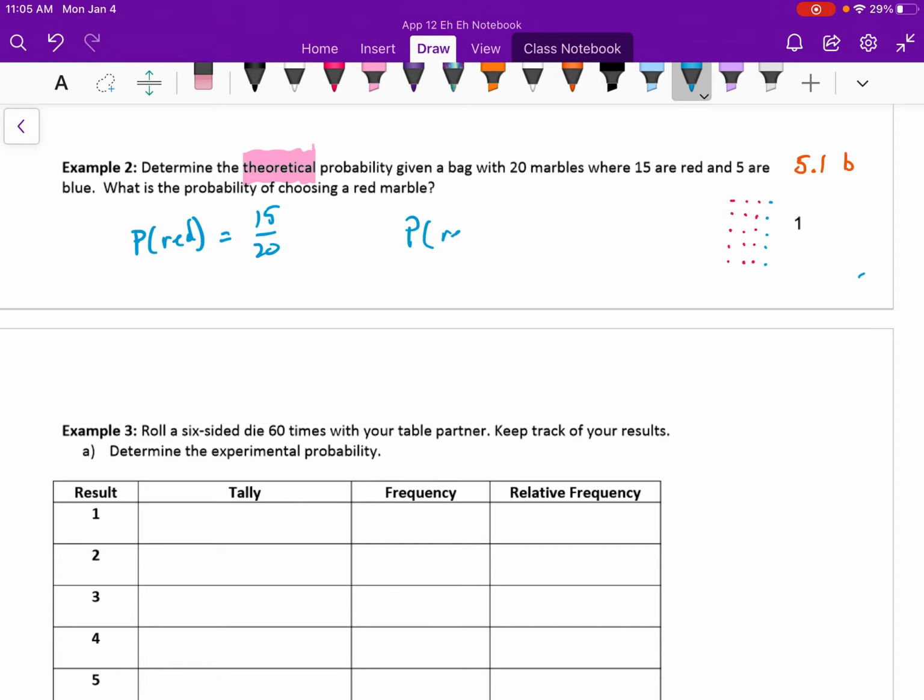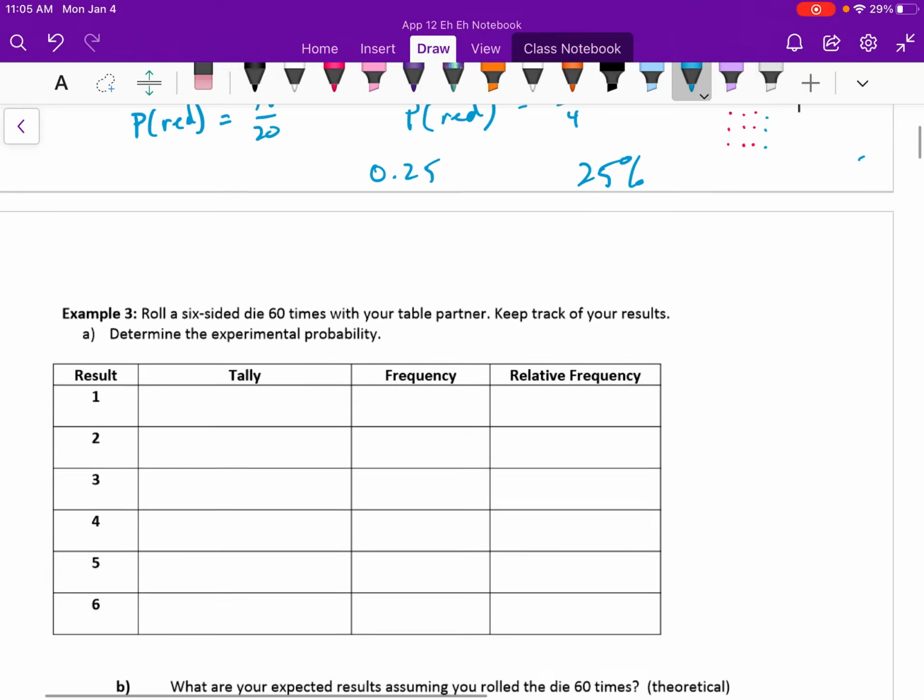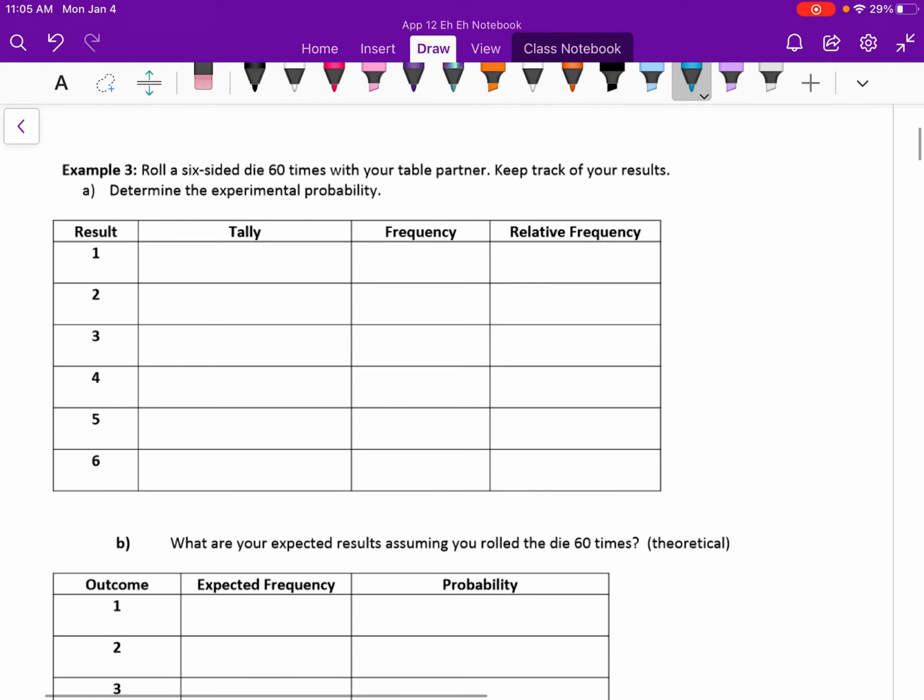Some of you might have been able to spot that the probability of getting red is going to be 1 for every 4 times as well. You can also do that. You can also say 0.25. That's correct. That's expressed as a decimal, or 25%. So that's theoretical. Notice that I didn't do any action. I just used my brain. So let's move on to example 3.